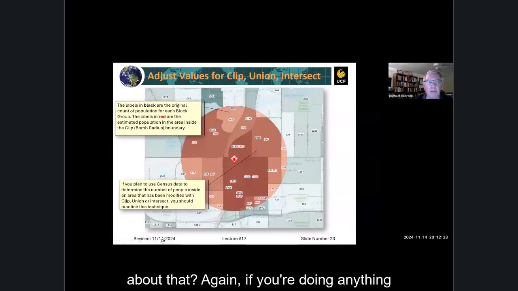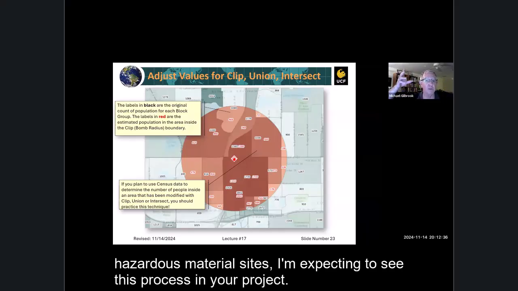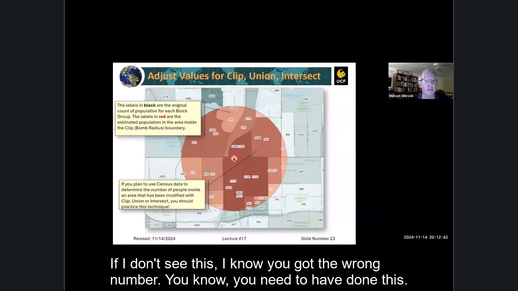All right. Any questions about that? Again, if you're doing anything that involves, like, number of minority people around hazardous material sites, I'm expecting to see this process in your project. If I don't see this, I know you got the wrong number. You need to have done this.